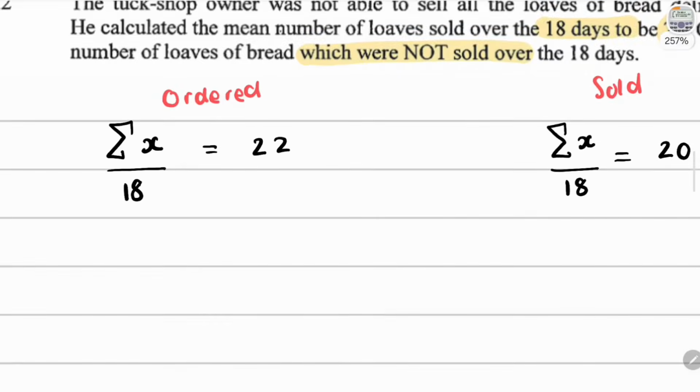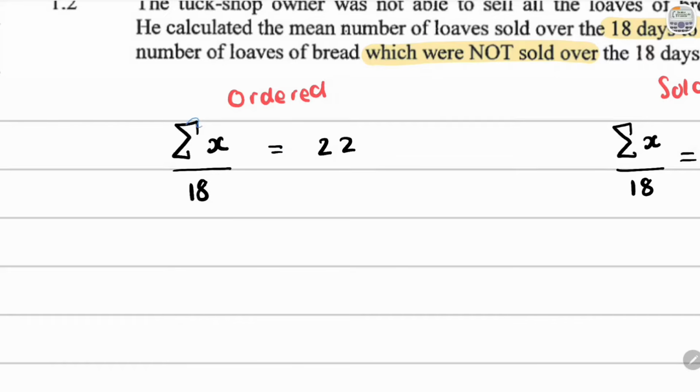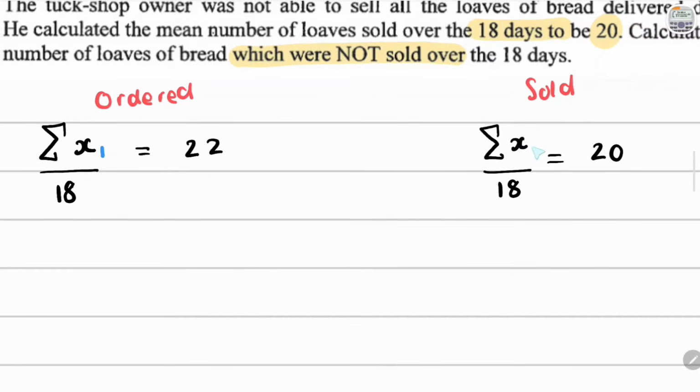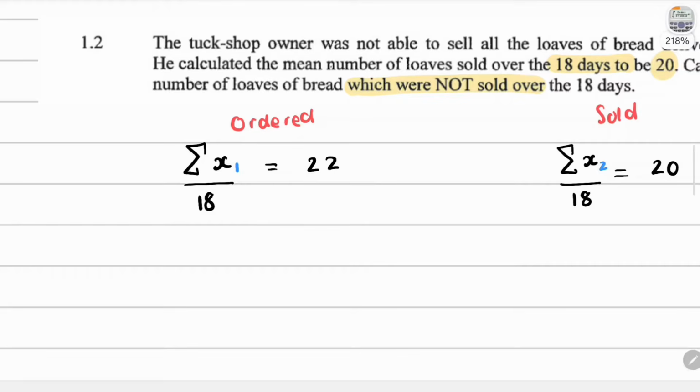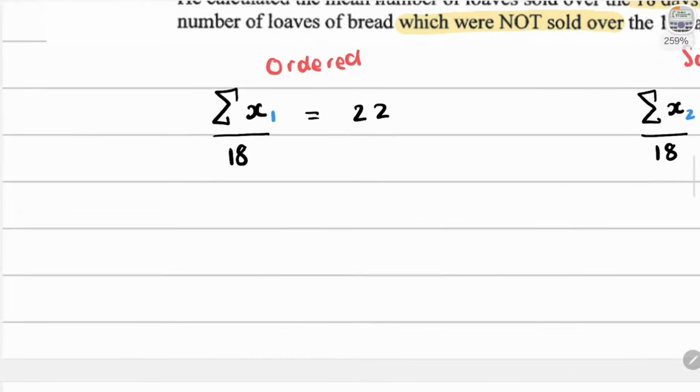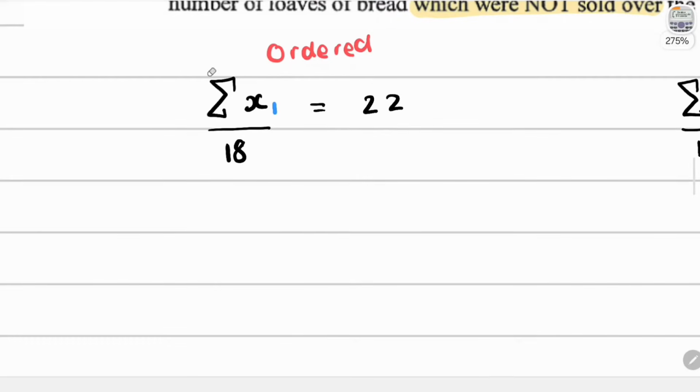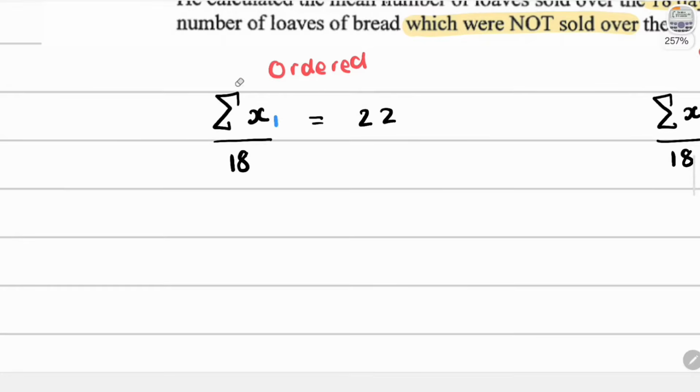Okay, let's go ahead and do that. We can just call them different things. I'll call that the sum of the loaves, X is really just the loaves, and I'll call that one 1 and that one 2, because we know they're going to be different. The ordered and the sold are two different numbers. In this situation, this is just our variable, and we're trying to solve for that variable, as if it's just X on its own.